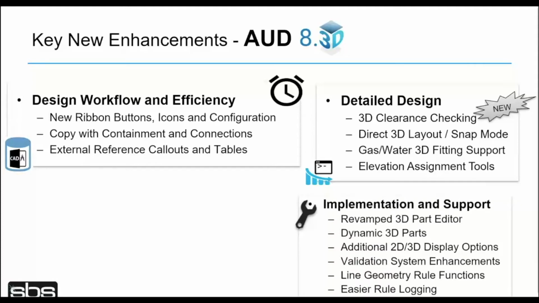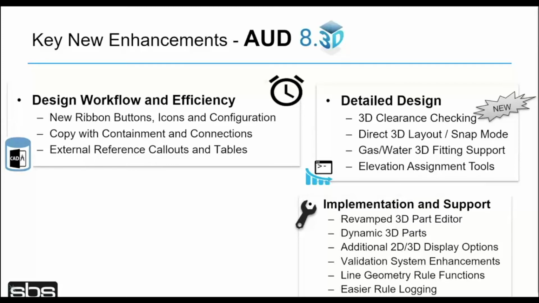In terms of implementation and support, a very important enhancement in the 8.3 release is a complete revamp of the 3D part editor. This is something that you would have seen when configuring all of your predefined models and CUs in the product. This 3D part editor enhancement drastically simplifies the authoring of port metadata and other aspects of authoring the 3D part. There's also a lot of improvement to simply managing them, importing them, and working with those 3D parts.